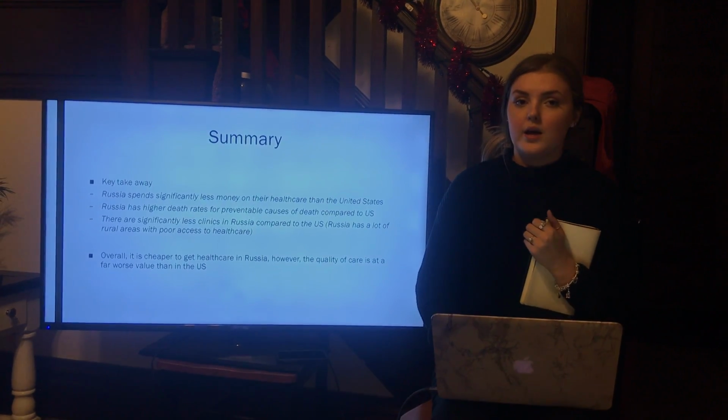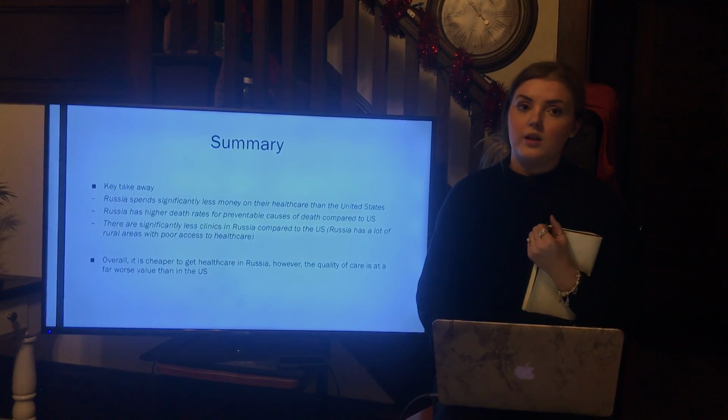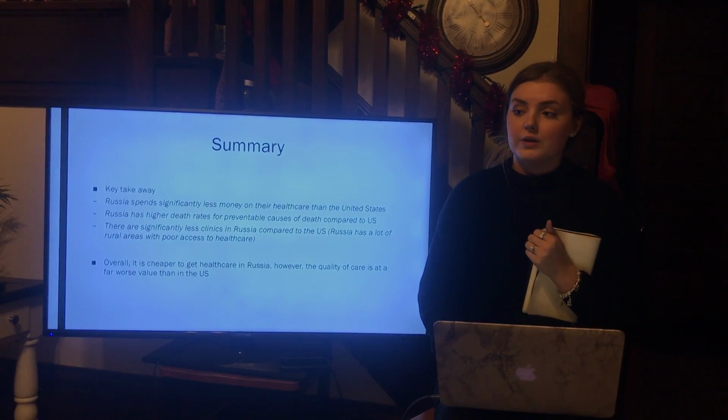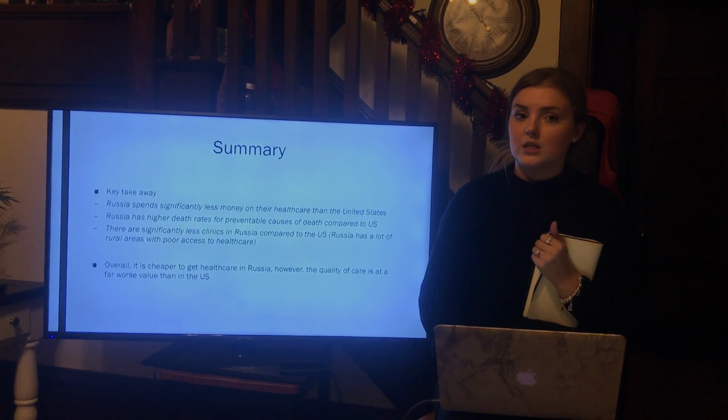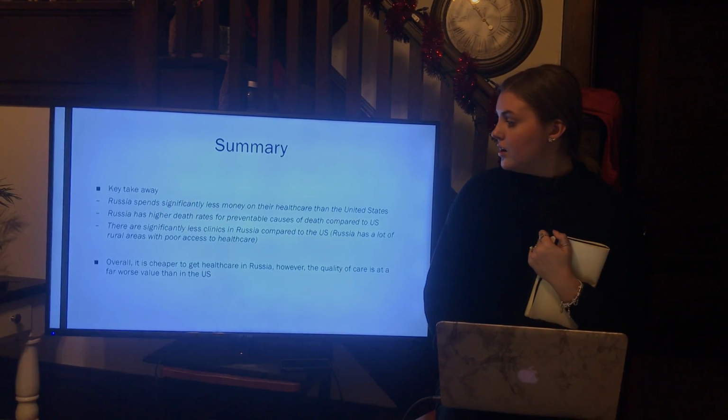So to take away, Russia spends a lot less on their healthcare. Therefore, their quality of care is a lot lower, and their preventable deaths are a lot higher than the United States. So they could improve a lot in that area.